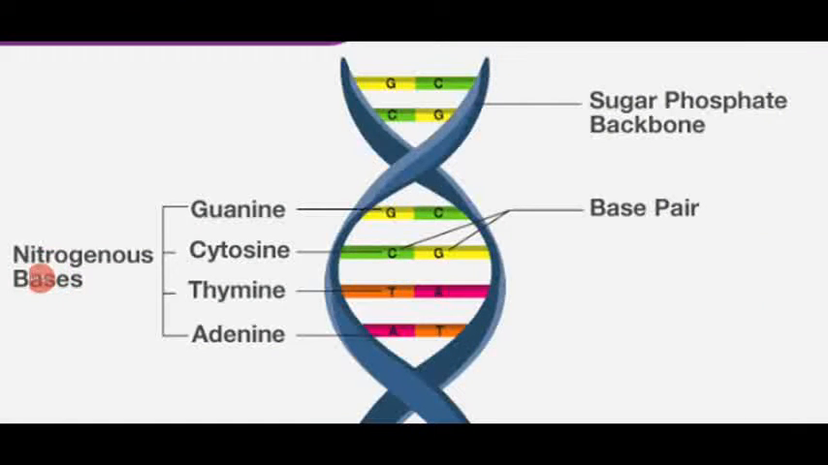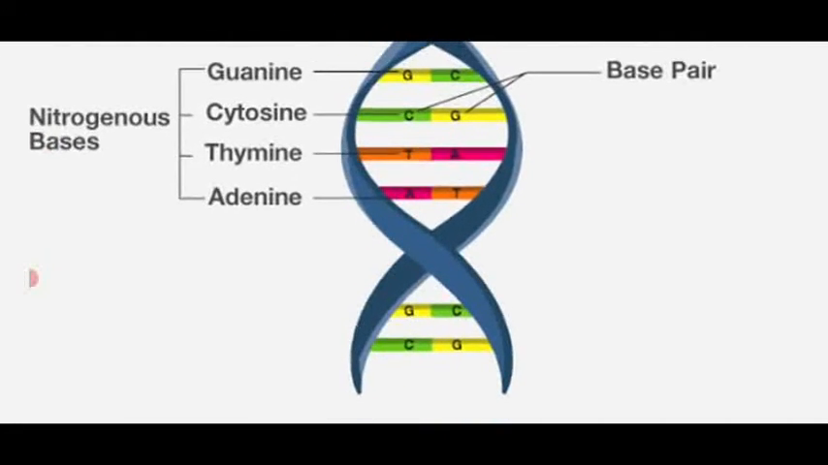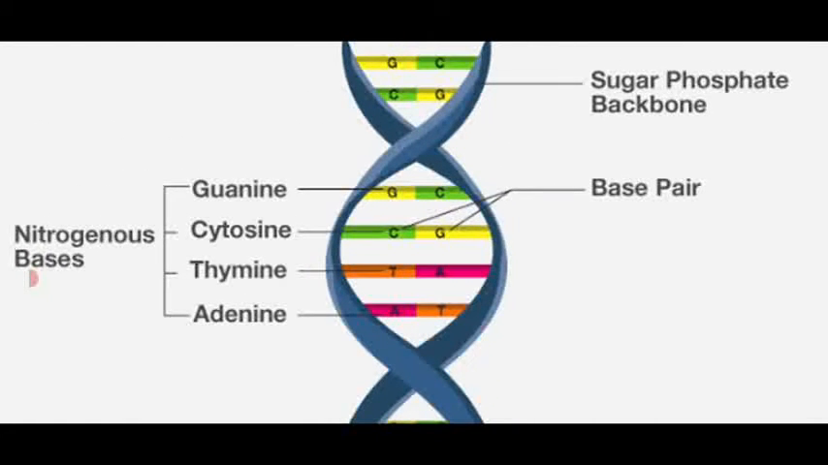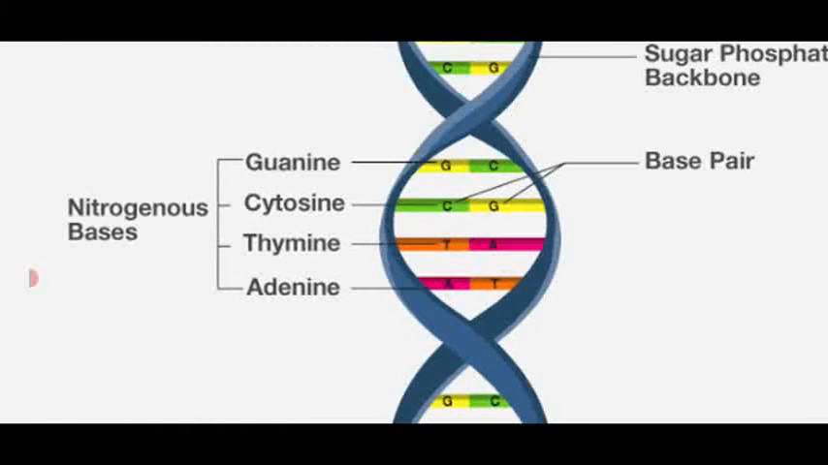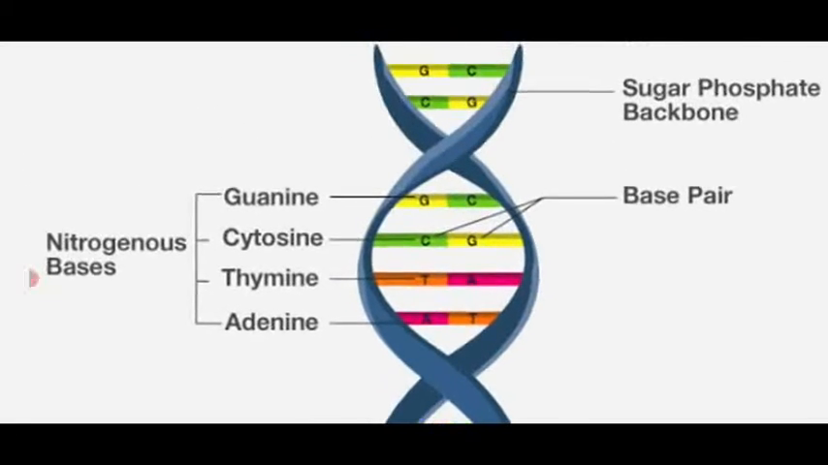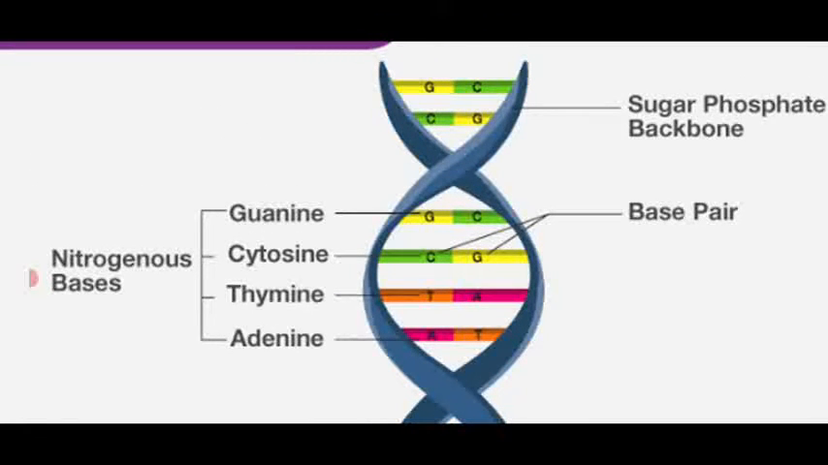Dear students, this is the double-stranded helix DNA, which consists of nitrogenous base pairs, sugar molecule and phosphate group. Nitrogenous bases are guanine, cytosine, thymine and adenine. Adenine and guanine are purines. Cytosine and thymine are pyrimidines. These two types of nitrogenous bases are arranged in the DNA strand, which forms the polynucleotide sequences.